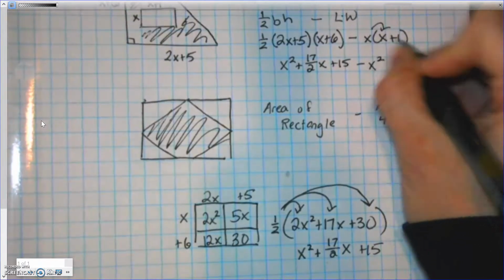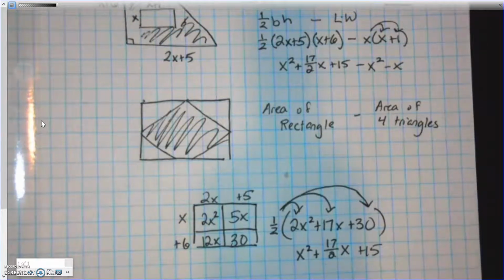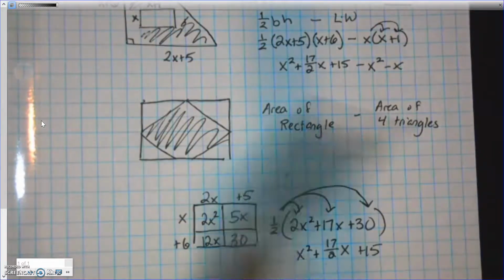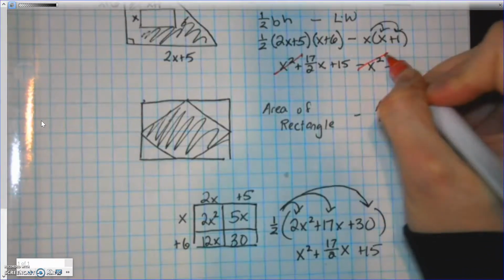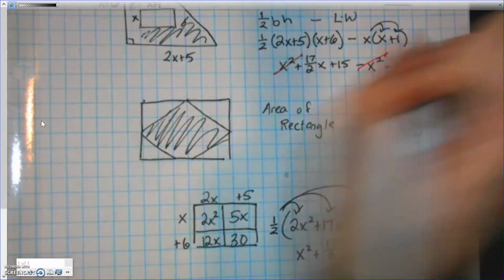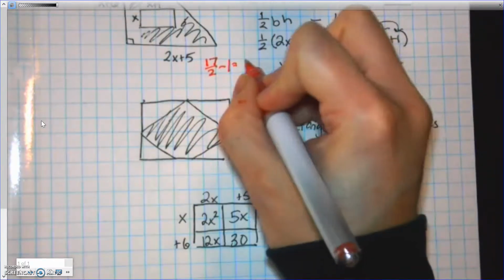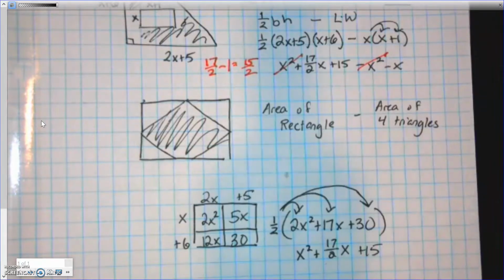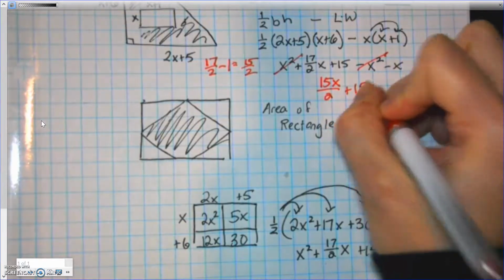minus x squared minus x. Once again, those x squared terms in this case are going to cancel each other out. And then 17 halves minus 1 is equal to 15 halves. So we get 15x over 2 plus 15.